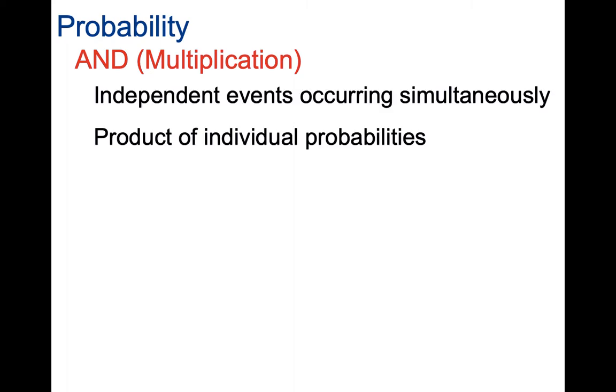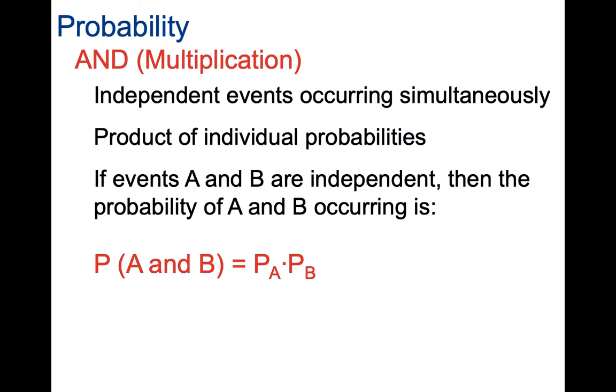All right, so about probability and multiplication. If you have independent events occurring simultaneously, and you want to say, okay, what's the probability that these two things are going to happen at the same time? Keep in mind these are independent, so one does not affect the other. Then the probability of those two events occurring simultaneously will simply be the product of the individual probabilities, okay? So if A and B are independent events, then the probability of A and B occurring simultaneously is simply the product of those two probabilities, okay?